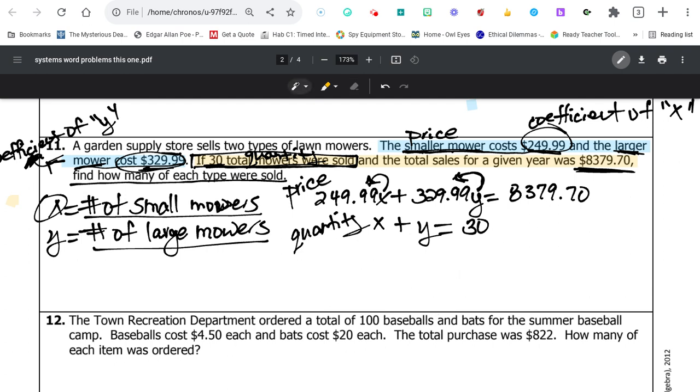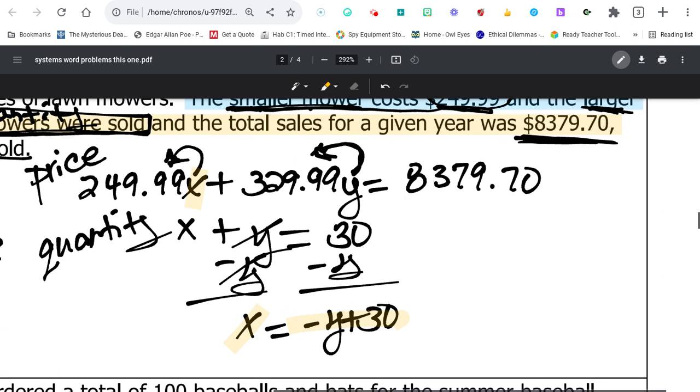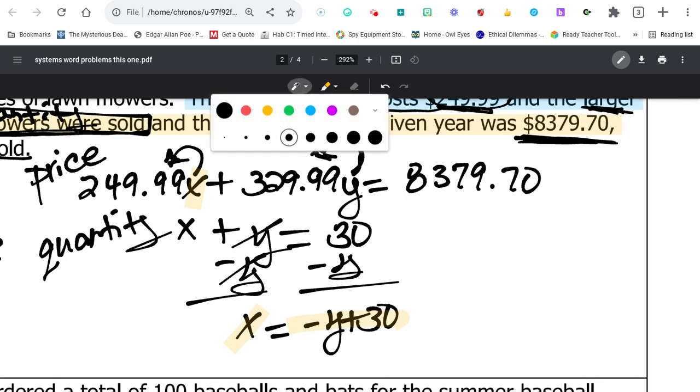For this one, I'm definitely going to use substitution, so I'm going to solve for y. We'll end up with x equals negative y plus 30, or you can do 30 minus y. I don't care. We know x is going to equal that, so let's go back into the other equation and change the x to negative y plus 30. I definitely don't have enough room, so I'm going to have to make this smaller.